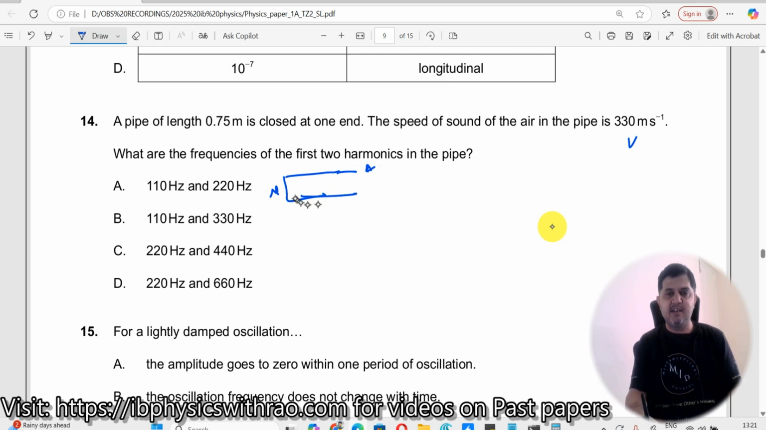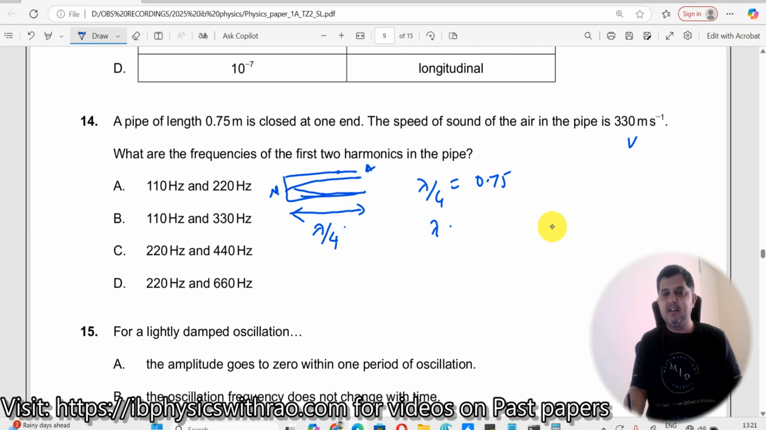So when this is a node and this is an antinode, you will get something like this. Now what is this length? This length is seen to be lambda divided by 4. So therefore lambda by 4 is equal to the length of the pipe, which is 0.75. Lambda should be 4 multiplied by 0.75, which should be 3 meters.